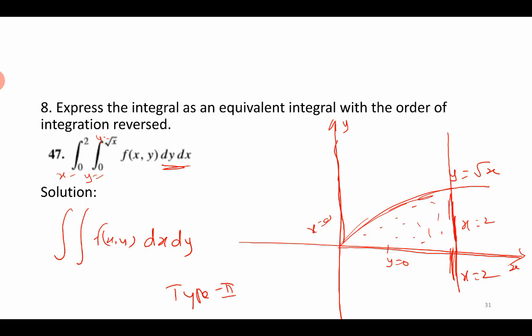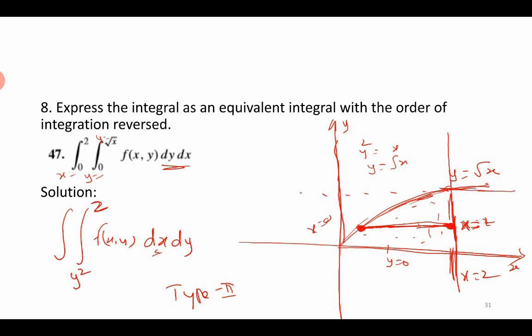Type 2 region. In the type 2 region, we need to consider a horizontal line inside the region, a horizontal strip touching both the ends. So in the lower end, the tail end, head end, the tail end, the curve is y is equal to root x. So what is x? So x is y square. So the limit of x is y square, the lower limit. Head end, x value is 2. At the head end of this line, x value is 2. So the limit is from y square to 2.